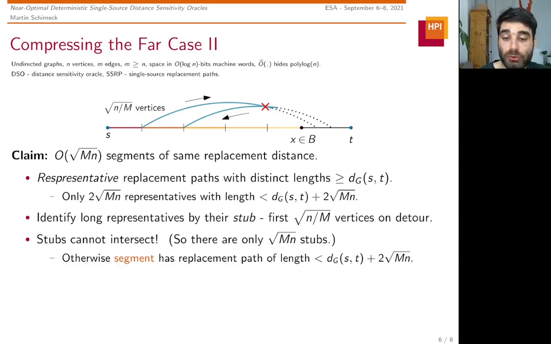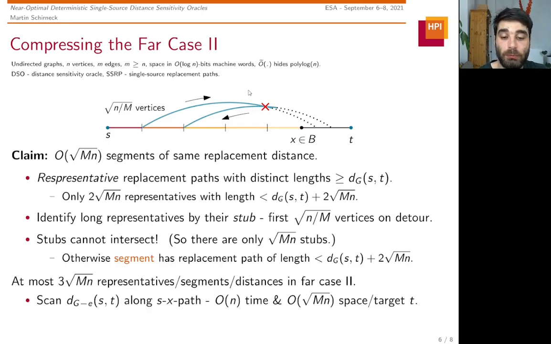So if two stubs of long representatives would intersect, we would get a short replacement path, which we assume does not happen because otherwise the representative would not be long. So in fact, they do not intersect. And in the end, we bound the total number of representatives by 3 times square root of capital M times n. And also this is then the number of different distances in the far case too.